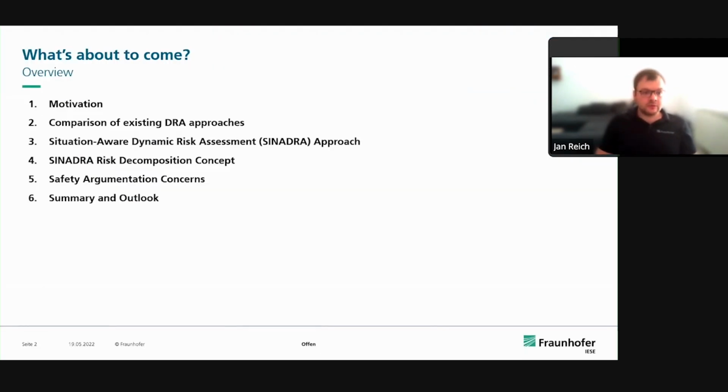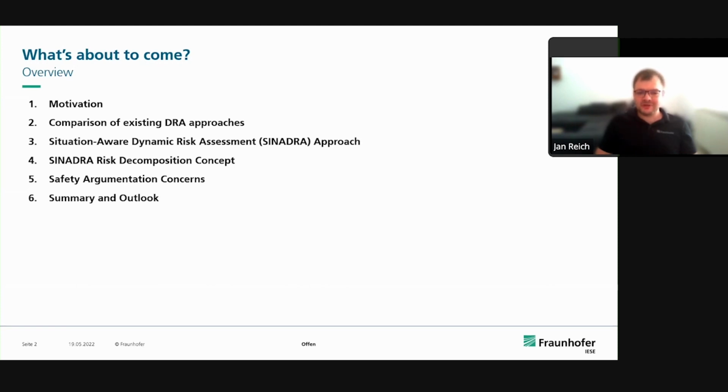So what is about to come in the next minutes? First of all, I'm going to motivate why we need dynamic risk assessment in an autonomous shuttle use case. Then I'm going to put some focus on comparing existing DRA approaches in common AV architectures and trying to discuss why this is a little bit problematic from a safety assurance point of view.